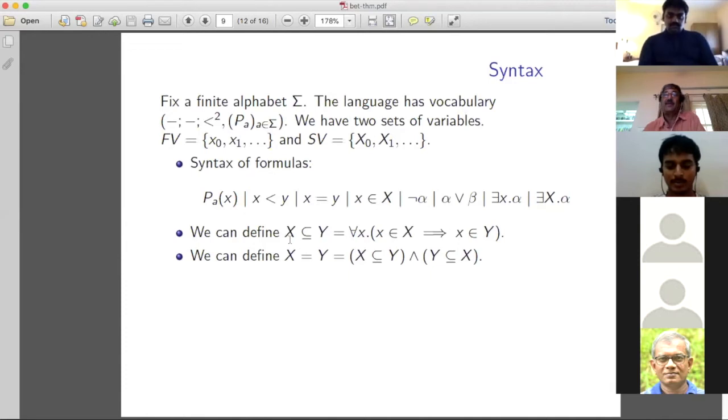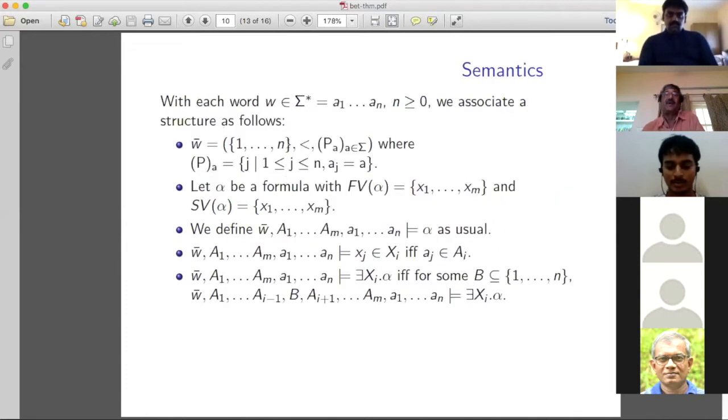Okay. Now let's get to the semantics of the logic. We want words over sigma to be our structures. So with each word w of sigma star, say a1 to an, we associate first this MSO structure, not first order structure, as follows. Let me call it w bar. w bar has domain 1 to n. So remember, n is the length of the string. For that string, the positions are 1 to n, and n is greater than or equal to 0. So in particular, if n is 0, this is the empty string, and this is the empty domain as well.